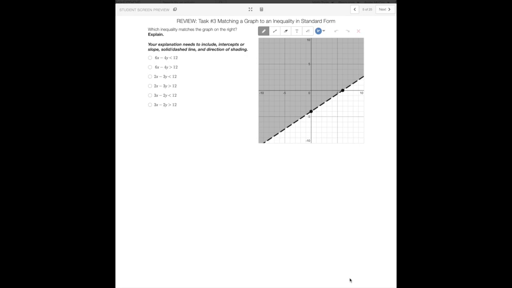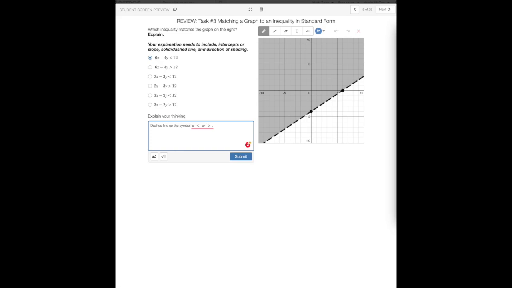Here we go. First thing I notice on the graph is that it's a dashed line. All of these actually will produce a dashed line. None of these are greater than or equal to symbols or less than or equal to symbols. So I can't eliminate anything based on the fact that there's a dashed line. I'm going to just guess one so I can get this text box to pop up so I can explain my thinking. Since there was a dashed line, I know it has to have one of those inequality symbols. All of these options do, so I need to start looking for other things.